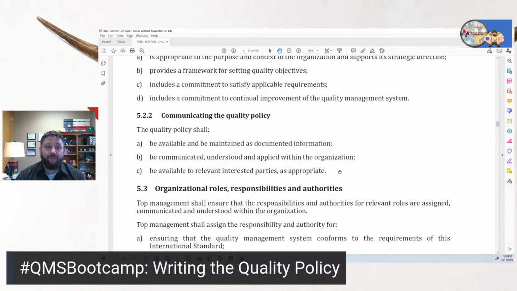Your quality manual will state, we communicate the quality policy via XYZ means, by including it in our monthly or quarterly team trainings. Maybe we have our employees take a quiz on it. Maybe we communicate it in every management meeting. Maybe we put a copy of it in the break room. Maybe we put a copy of it on our website. But you want to detail where and how you communicate these.